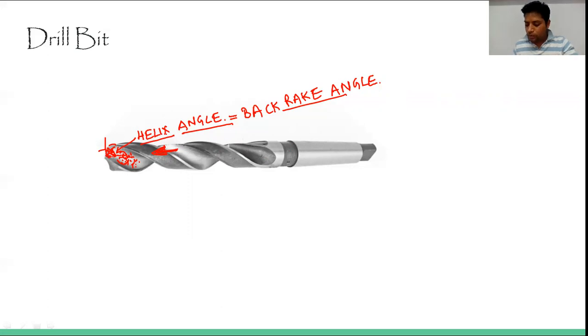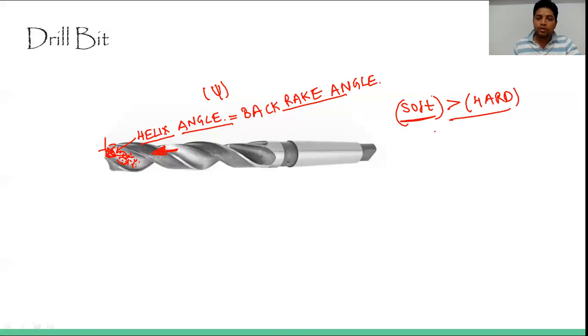So what you have to do is, if we represent this angle with psi, and we have to use a softer material, then this angle will be greater. Please keep this in mind: for the softer material, this helix angle will be greater than for the hard material.